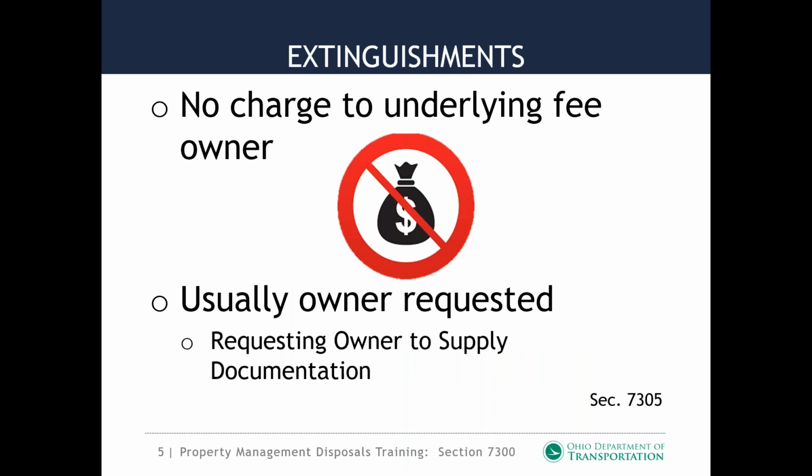If you are extinguishing an easement to the underlying fee owner, you will do so at no cost. Extinguishment of easements are initiated at the request of the underlying fee owner. Upon receipt of a request for extinguishment, the district will secure a statement in writing from the requesting owner containing the location of the property and an identification of the easement to be extinguished. The requesting party must also supply the most recent deed of record to identify the current underlying fee owner. The district may also require the requesting party to provide a current title report, plans, surveys, and/or a legal description to process the extinguishment.